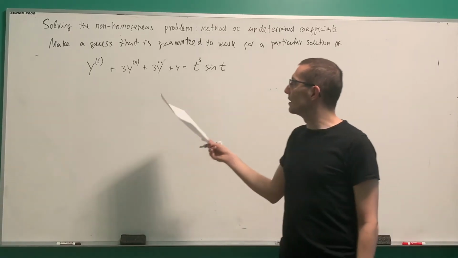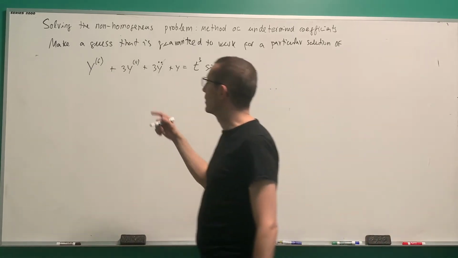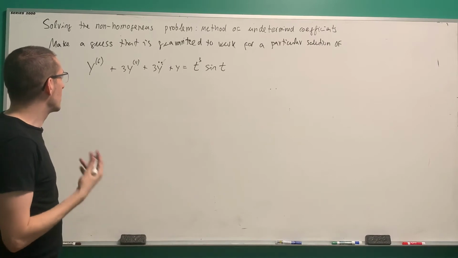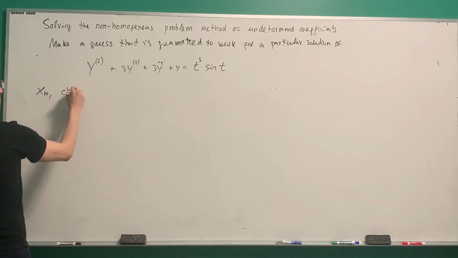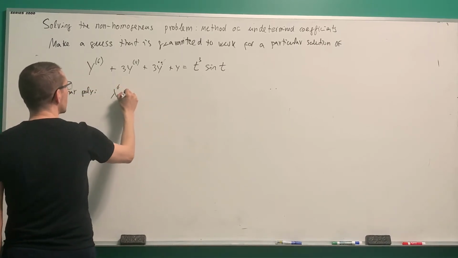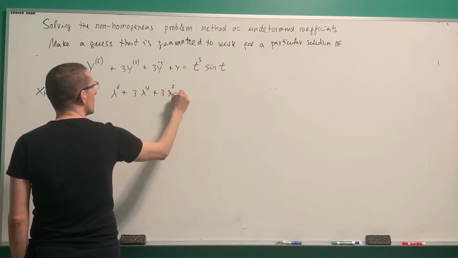All right, so let's check this one. This one is an equation that we solved before, but let's do it with the inhomogeneous version. Now we have an inhomogeneous one. First, remember, we need xh. For that, the characteristic polynomial, which is lambda to the 6 plus 3 lambda to the 4 plus 3 lambda squared plus 1.